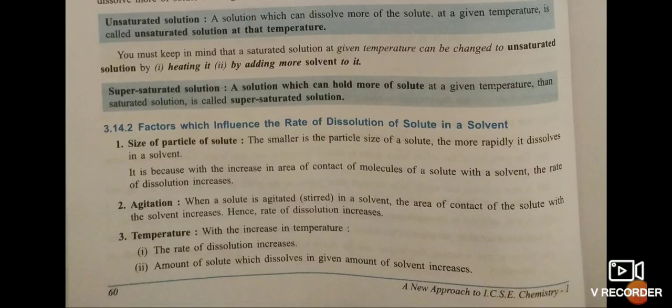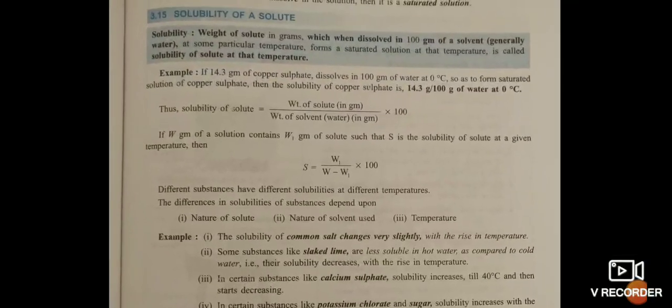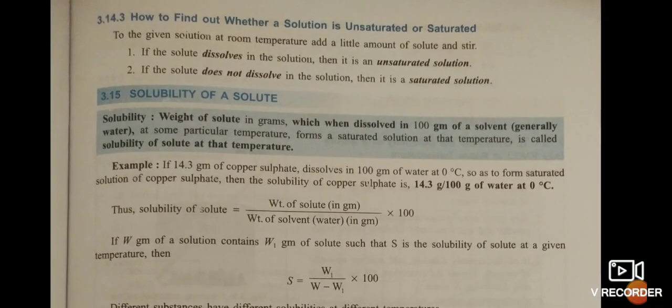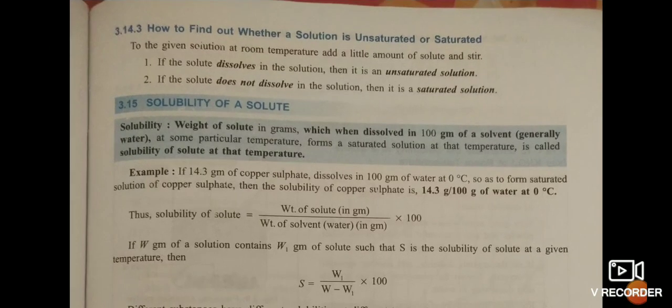The mixer grinder in our home is used for agitation, and it means rapid mixing. When a solute is agitated or stirred in a solvent, the area of contact of the solute with the solvent increases. Hence, the rate of dissolution increases. Third is temperature. With the increase in temperature, the rate of dissolution increases. The amount of solute which dissolves in a given amount of solvent also increases. And the fourth factor is the pressure. If you increase the pressure, dissolution also increases, or solubility also increases.